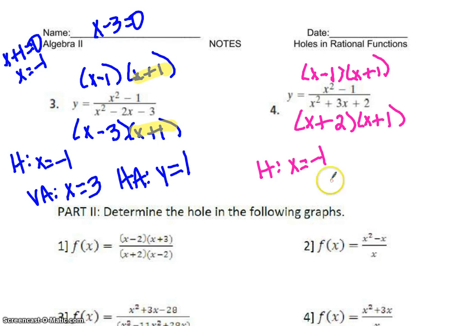Moved my 1. Vertical asymptote: we've already used the x plus 1, but the x plus 2 will cause one. So it's at x equals negative 2. Horizontal asymptote, I don't mind you abbreviating. Go back to your original problem. The degrees are the same. So it's going to be y equals, make a fraction with your leading coefficients, 1 over 1. So y is equal to 1.